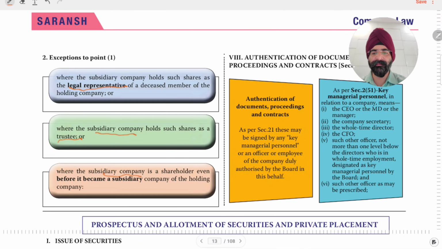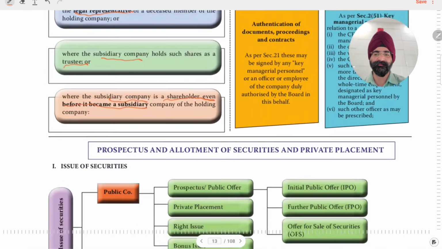Another exception is where the subsidiary company is a shareholder even before it became the subsidiary of the holding company. If it was holding shares prior to becoming a subsidiary of a holding company, then this is also an exception.